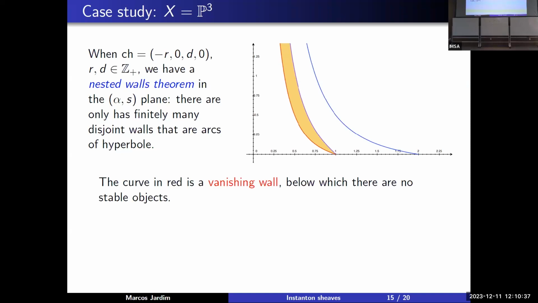And the red wall, which is this wall here, I call it the vanishing wall because there are no stable objects below it, right? So in this region here, between the vertical axis and the red line, there are no stable objects. The moduli space of a Bridgeland stable object is empty. So that's what I call the red, the vanishing wall.